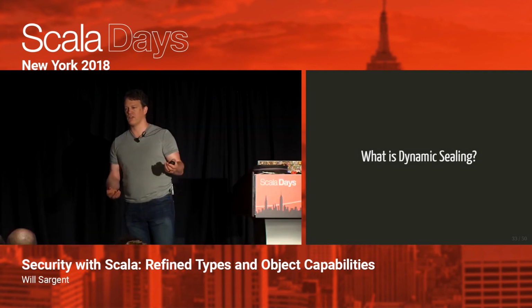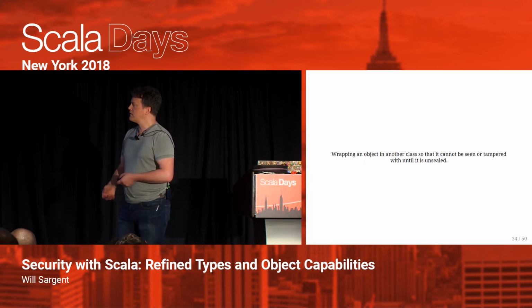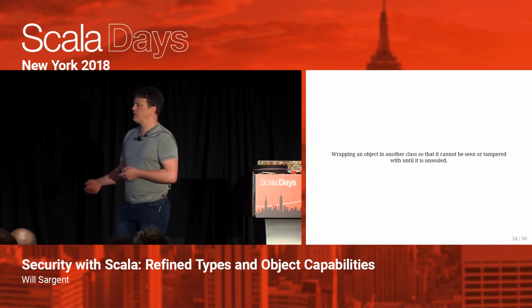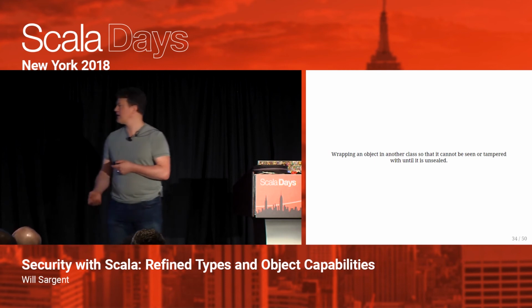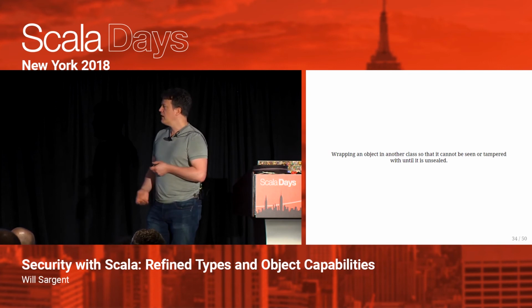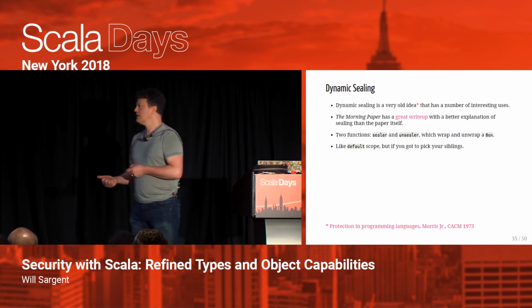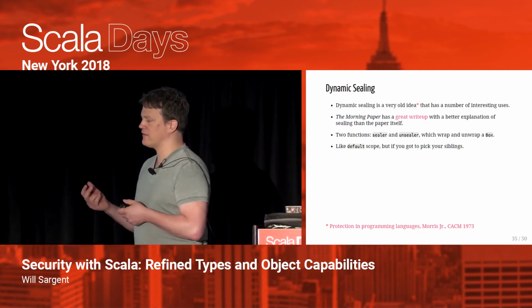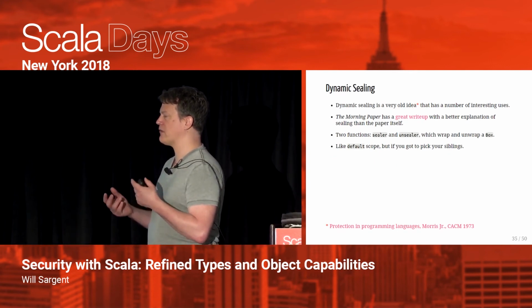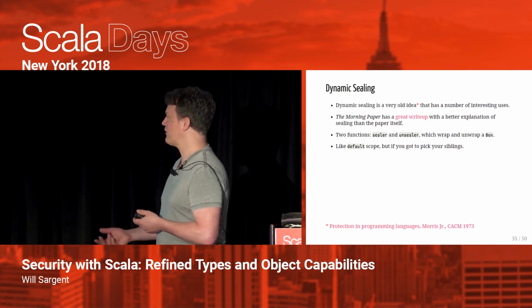We've got dependency injection frameworks, where we stick everything in a bind and you can pull it out by the type, by the class. And so what we want to do is dynamic sealing, where dynamic sealing wraps an object in another object, such that it can't be seen or tampered with until it's unsealed again. So it's sort of like having private, but you don't have to say I'm in a containing class in order to be able to get it. You can actually choose your siblings.